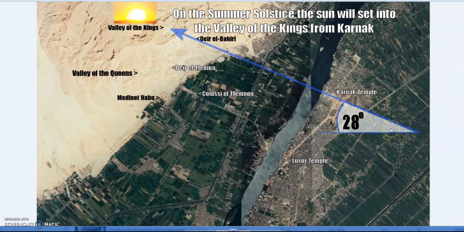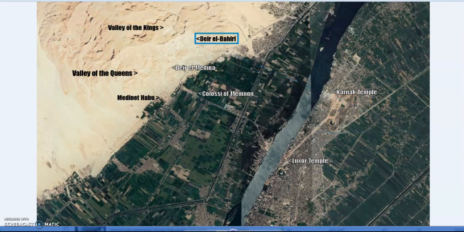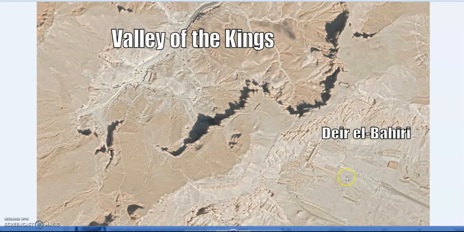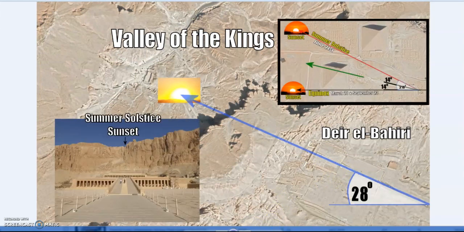Karnak is also pointing to the Valley of the Kings, and I would believe it's pointing to a specific tomb, probably in the Valley of the Kings, but this is a feature we'll leave to the moment. Now, Deir el-Bahari, which is where the Mortuary Temple of Hatshepsut and others were, that's the temple now. A lot of restoration work, of course, has been done to this site. There we would see the steps and the temple entrance itself, again pointing to the Valley of the Kings at 28 degrees, marking the solstice.